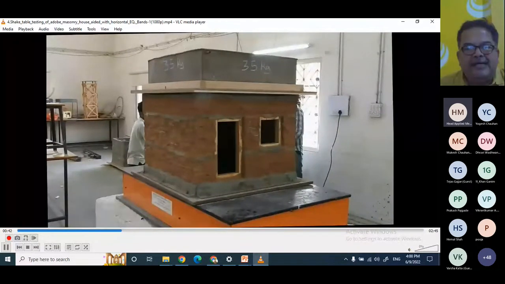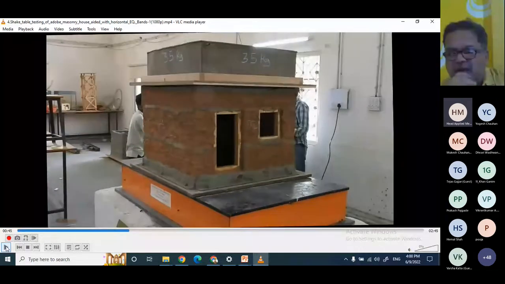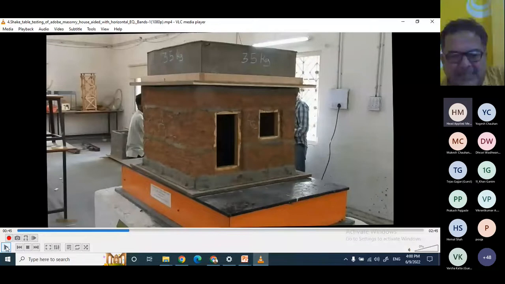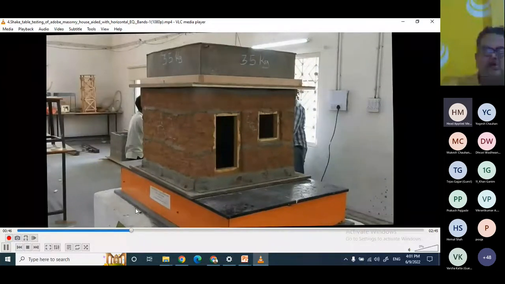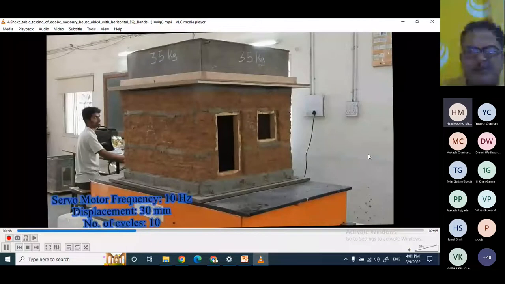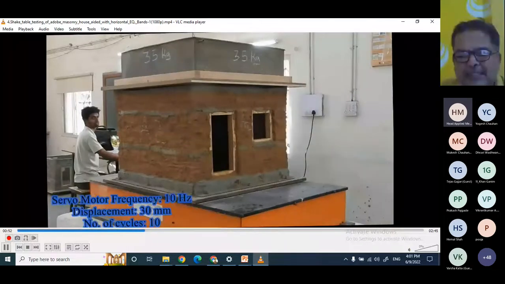Now the question is, you see, this is a low-rise building. A low-rise building has a high frequency. Remember, the response of this type of construction will build up when a high-frequency earthquake comes. A low-frequency earthquake will not exhibit much response, but a high-frequency one will exhibit a higher response. So this is a low-rise building with high frequency, and now we keep on increasing the frequency.